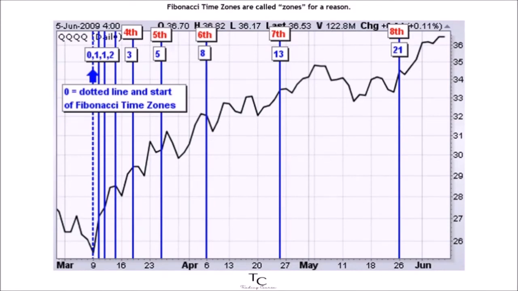Fibonacci time zones are called zones for a reason. They are not hard reversal points, but rather potential reversal points to watch as prices approach this zone.